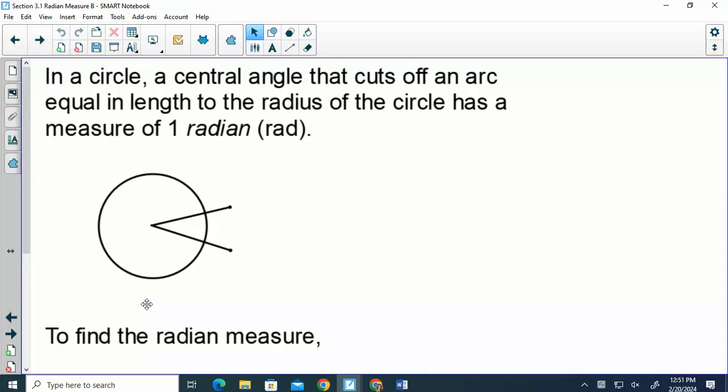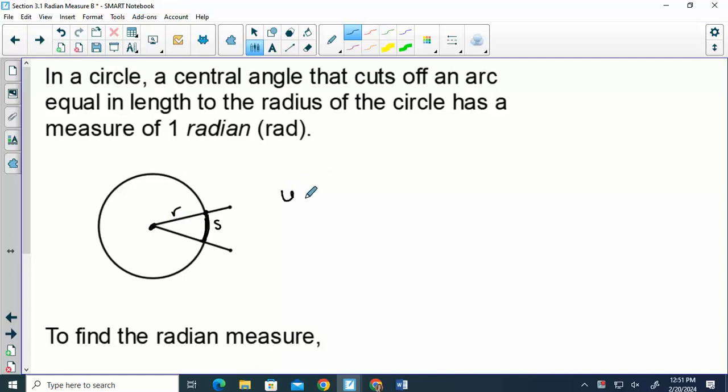So here's kind of the background on it. What it means, why it is what it is. In a circle, if you drew an angle coming out from the center, it's called a central angle. When the radius is the same length as the arc length, we call arc length S. If the distance from the center to the edge of the circle is the same as the distance around the arc, that's what is called 1 radian.